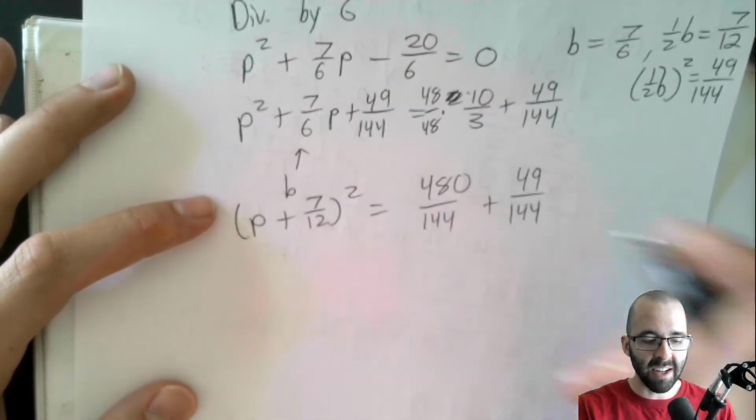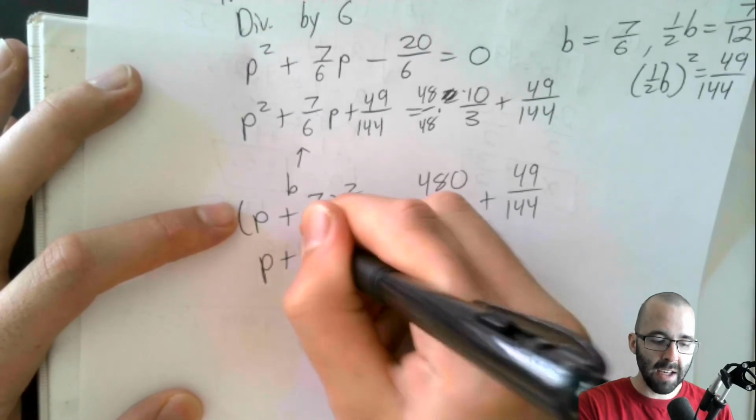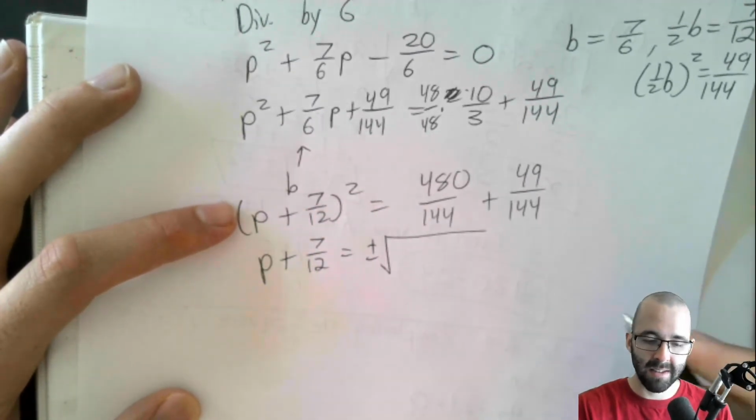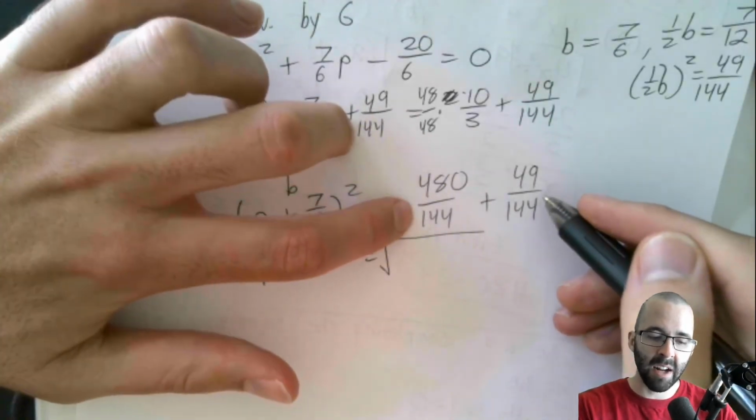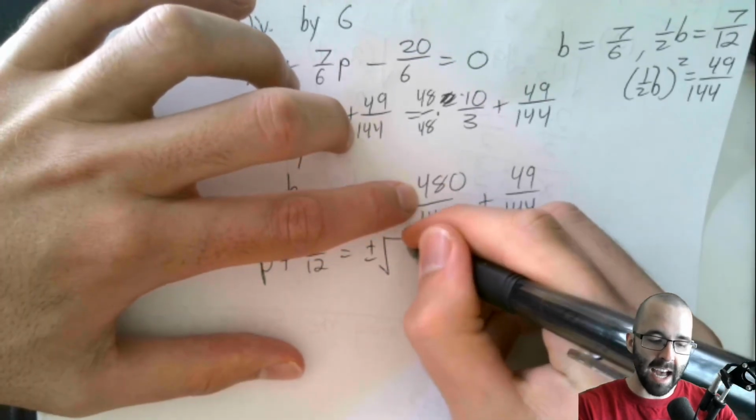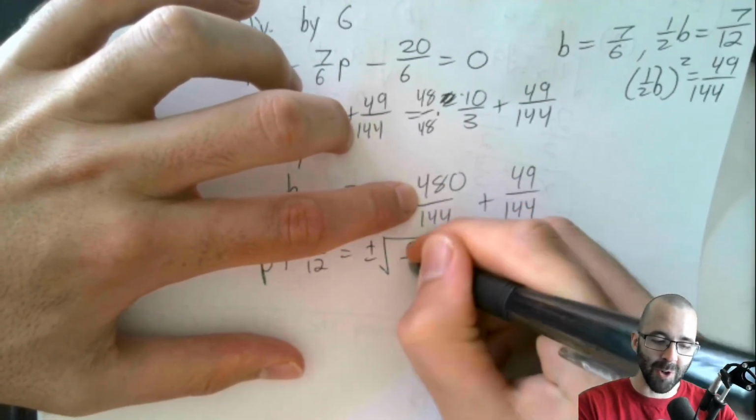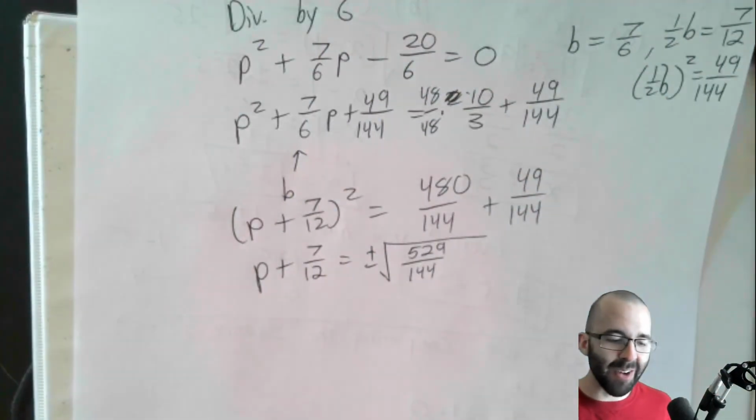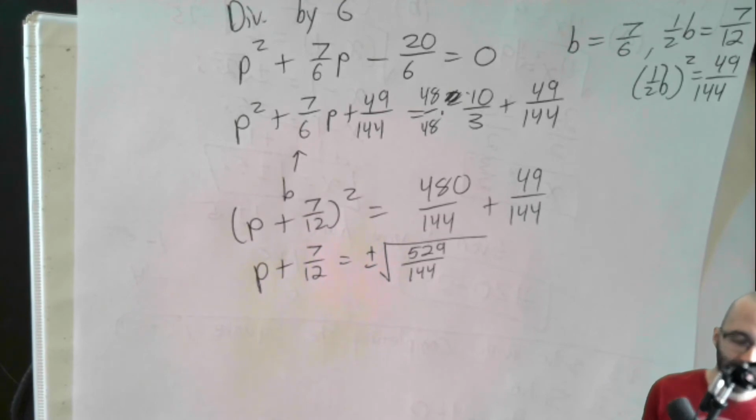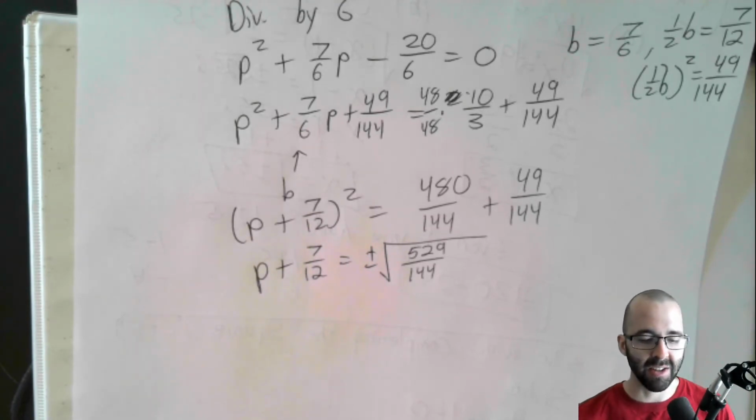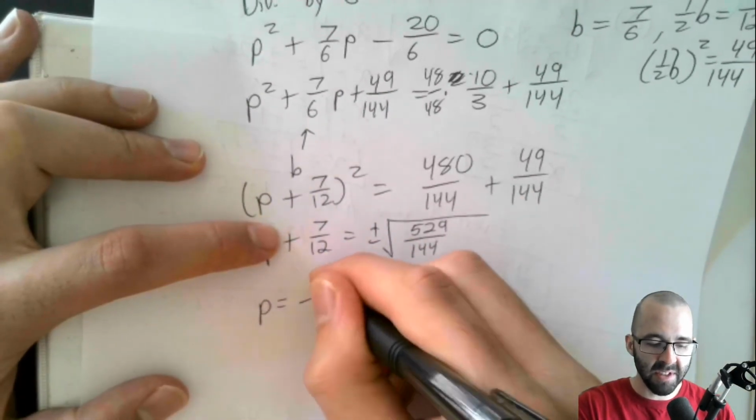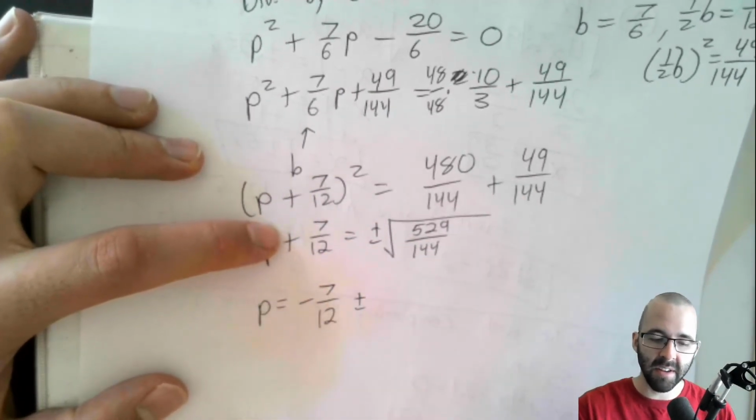So at this point, we can take the square root of both sides. We get p plus 7/12 equals plus or minus the square root of the right-hand side. These have the same denominator, so we can just add the numerators together. This is going to become 529. Woohoo! Does it get any better than this? I'm going to go through this quickly, because realistically, you're probably not going to complete the square on problems like this very frequently. Subtract 7/12 from both sides, you get negative 7/12 plus or minus all this.